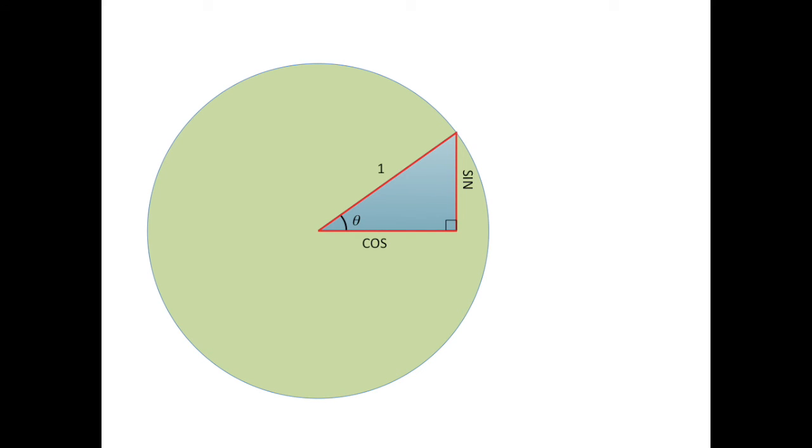If we apply the Pythagorean theorem to this triangle, we get sine squared plus cosine squared equals 1 squared. Well, 1 squared is just 1. So here's another identity that comes straight out of these triangles. Sine squared plus cosine squared equals 1.